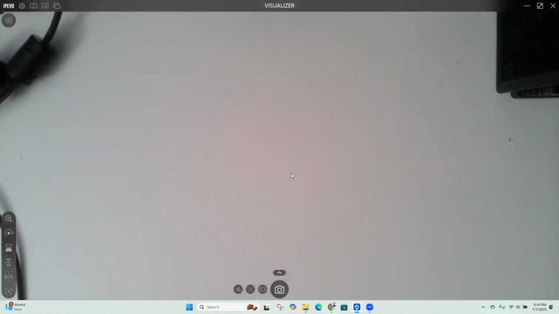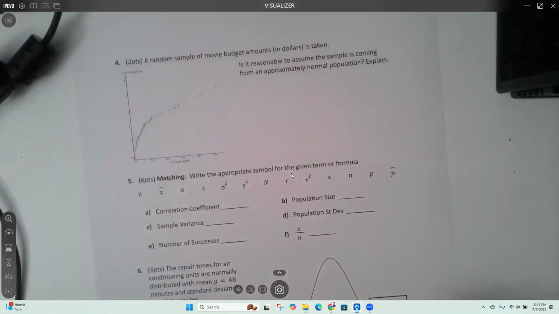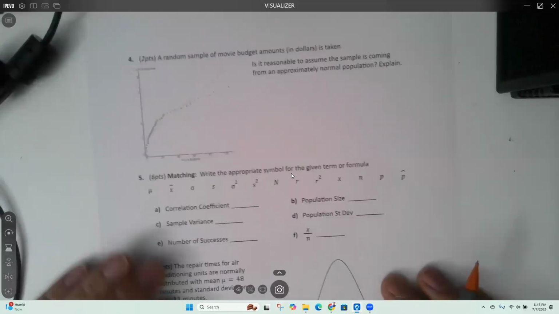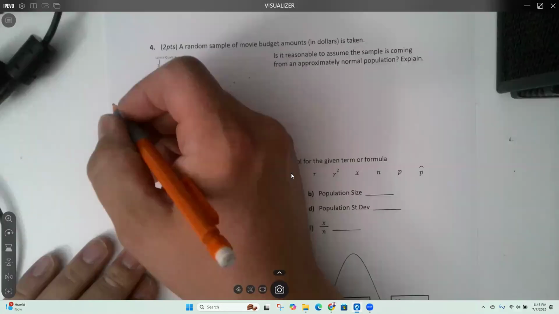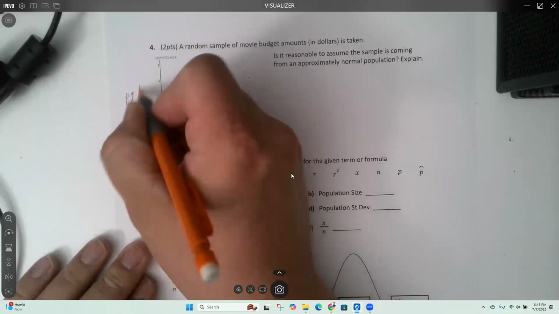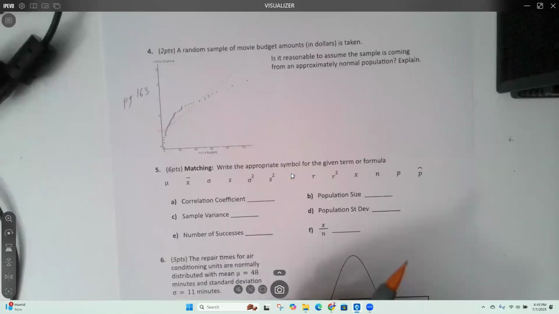Next, let's look at page 552. A random sample of movie budget amounts is taken. It's reasonable to assume this is coming from an approximately normal distribution. We talked about that on page 163.